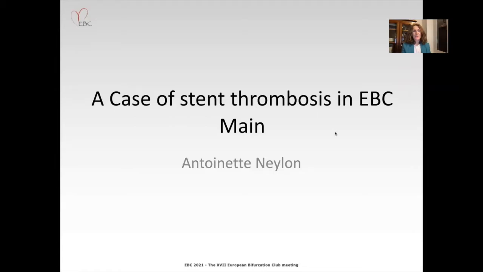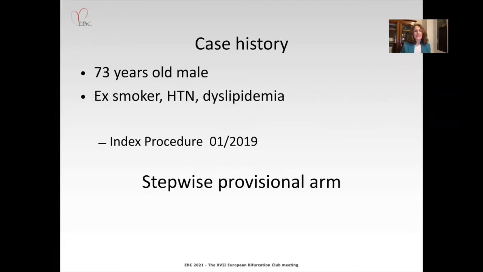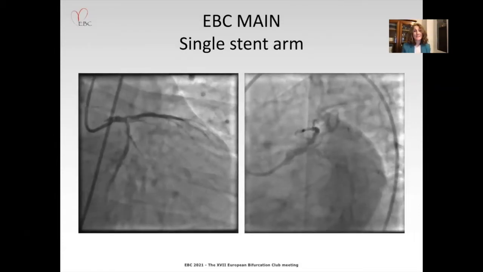I'm going to show you a case of stent thrombosis from the EBC MAIN trial. This is a case of a 73-year-old male who's an ex-smoker with a history of hypertension and dyslipidemia. For symptoms of angina with a positive stress test, he was randomized in January of 2019 to the stepwise provisional arm. So this is the index procedure.